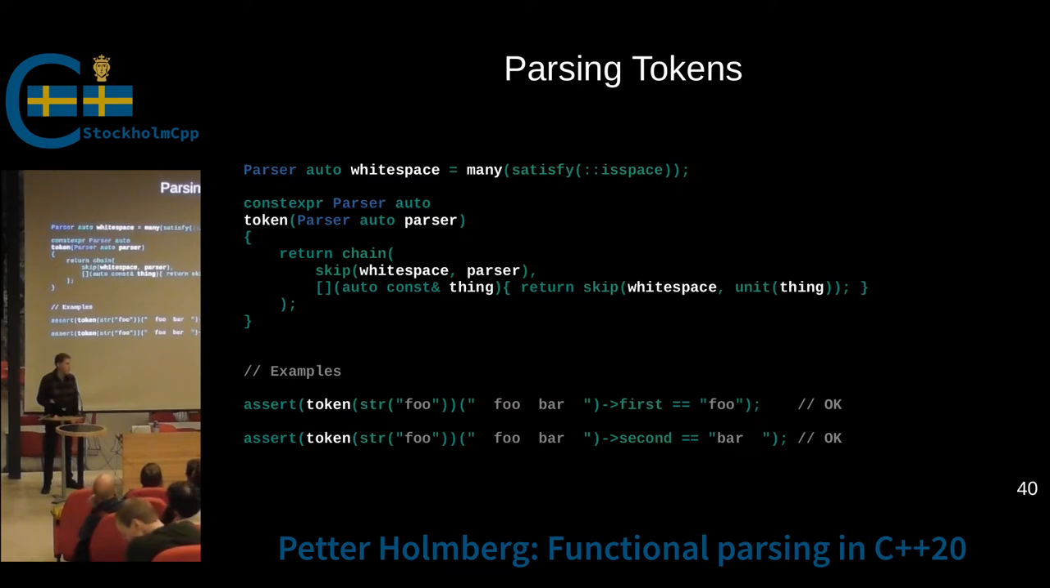That's useful if you want to parse white space. So white space, what is that? It's many satisfy is space. Very simple. It's useful if you want to parse tokens. What's a token? It's something we parse by skipping some white space, applying our parser, and skipping some more white space after it, and then returning the parsed thing. So we can use chain here. So now we can parse, for example, foo bar. It will strip the white space before and after, and we just get the foo.